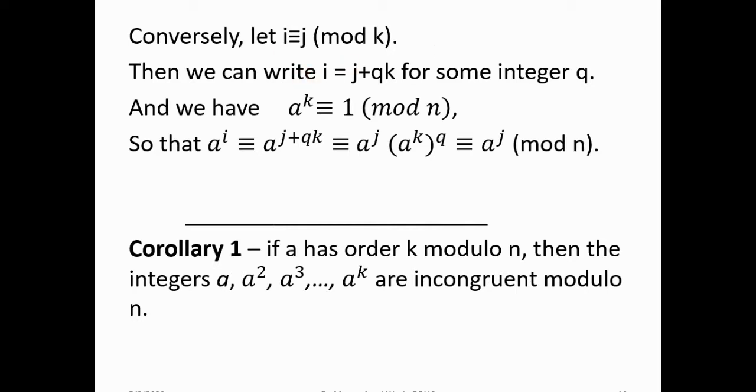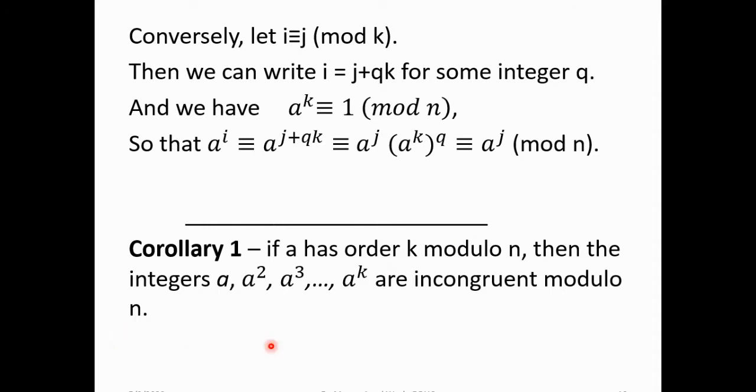So that means i can be written as j plus k into q for some integer q. We have a has order k, that means a to the power k is congruent to 1. So a to the power i will be a to the power j plus qk. This can be written as a to the power j into a to the power k to the power q. So this is 1, and this is equal to a to the power j. So hence we are done with this theorem.